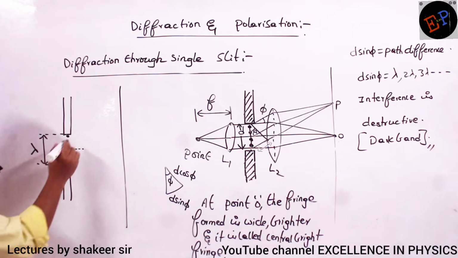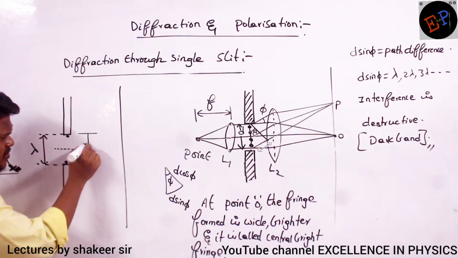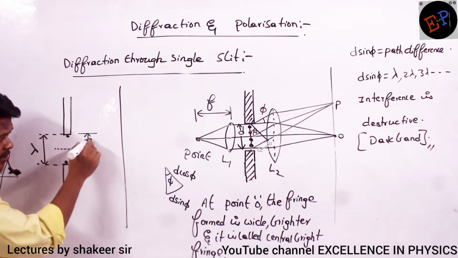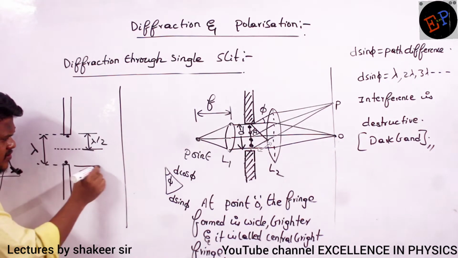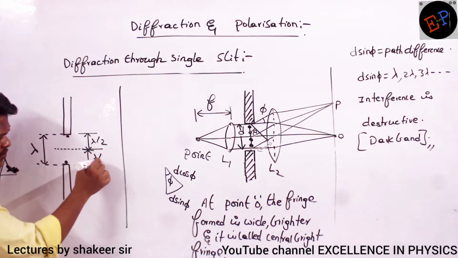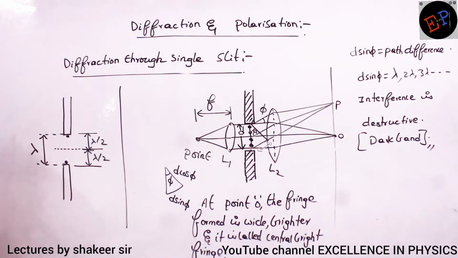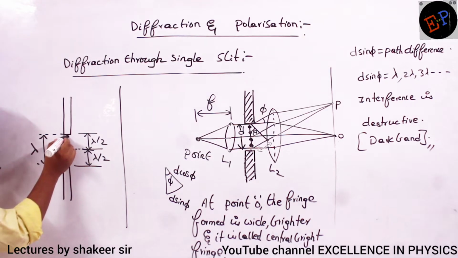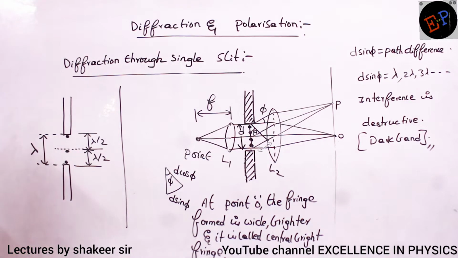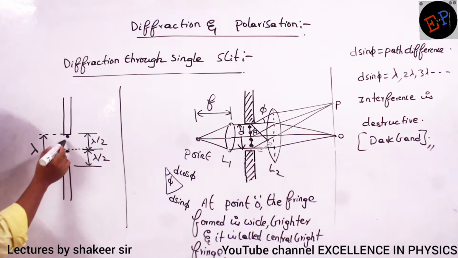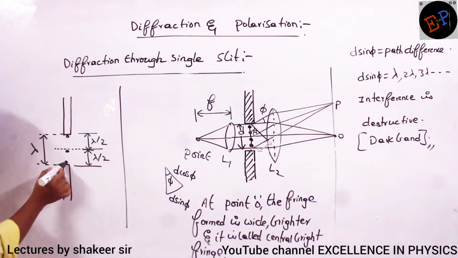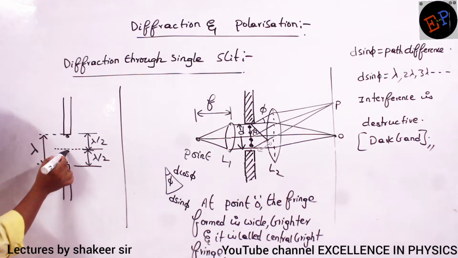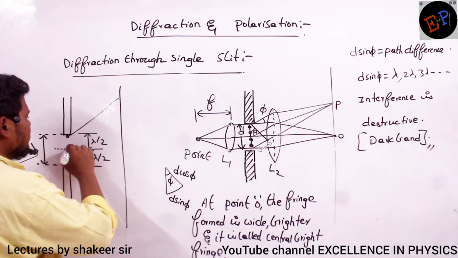Now what is the path difference between these 2 points? Lambda by 2. Do you understand? Total lambda I have divided into 2 parts, one is lambda by 2 and the second one is also lambda by 2. Now take this source of light and this source of light. What is the path difference between them? Lambda by 2. The path difference between this one and this one is lambda by 2. This one and this one is lambda. But I am discussing this one and this one. How much? Lambda by 2. So these two interfere destructively, no?